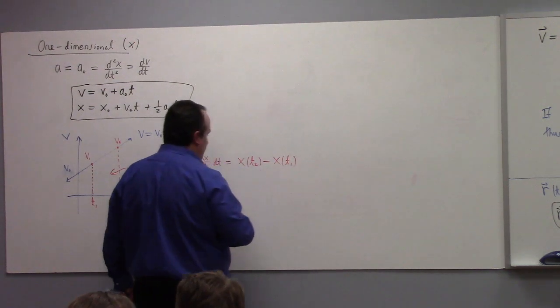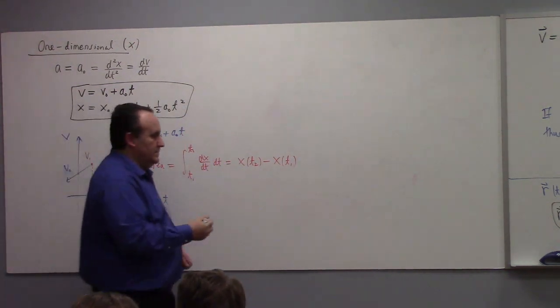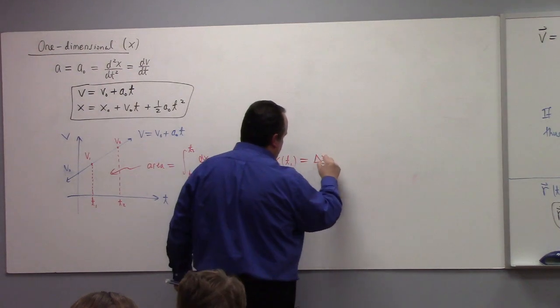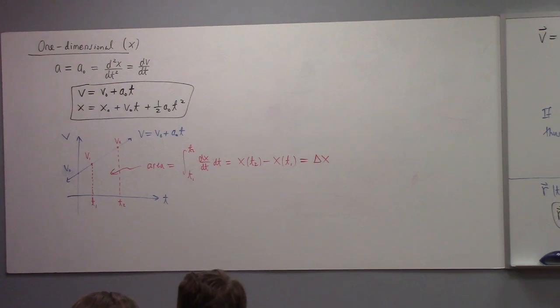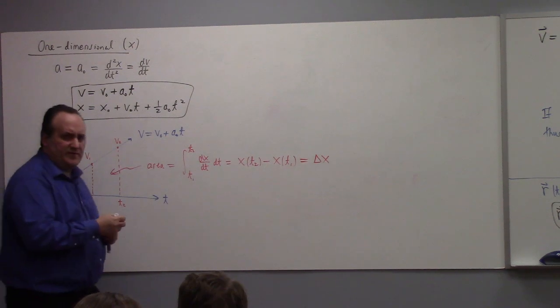So that's not quite position. This is the change in position, right? This is the displacement from time 1 to time 2. Okay? So that's one thing. That's the displacement. But what else is the area? What's the area of this? Is this a trapezoid? What's the formula for that?